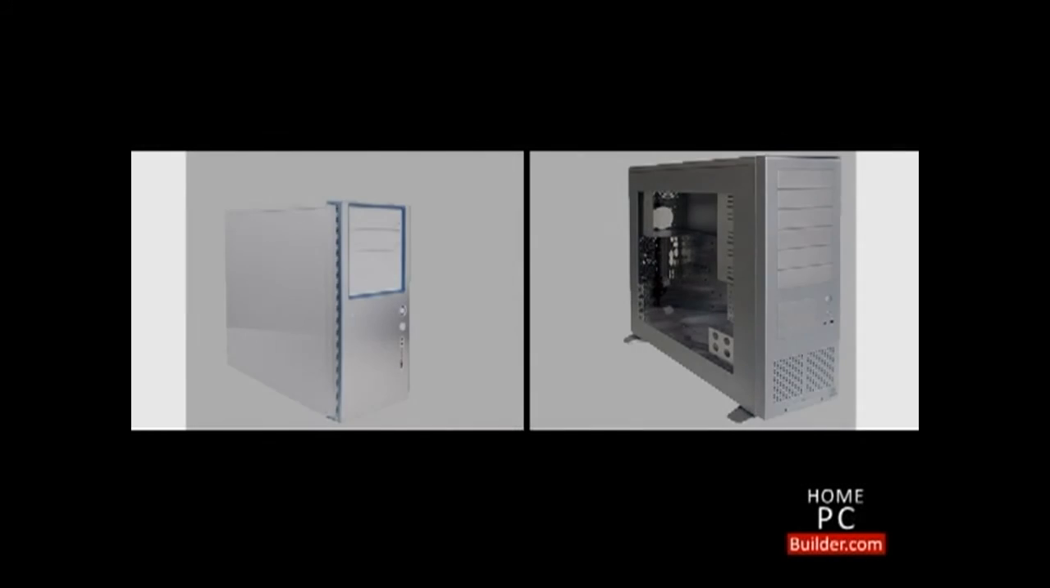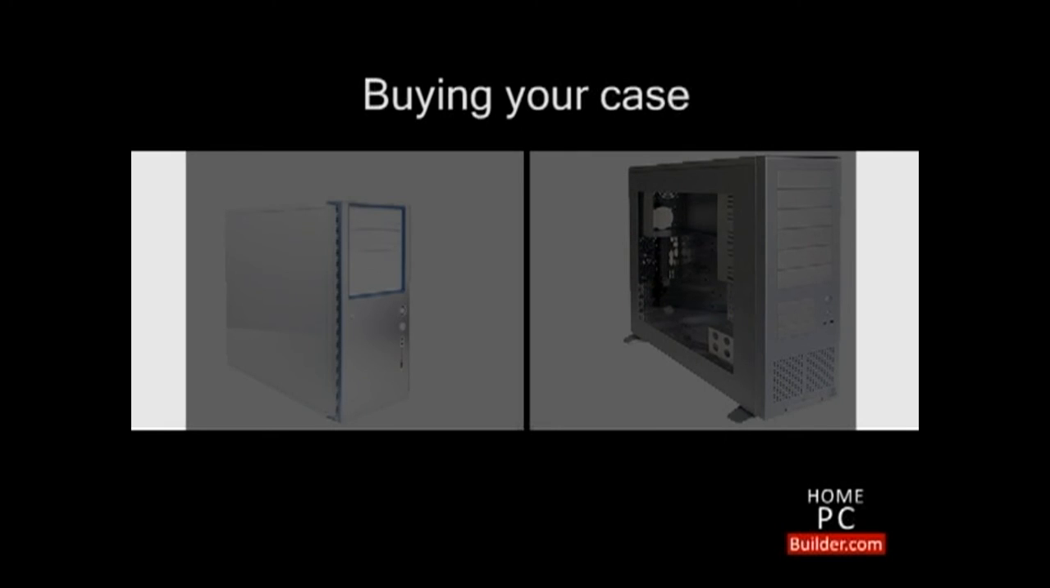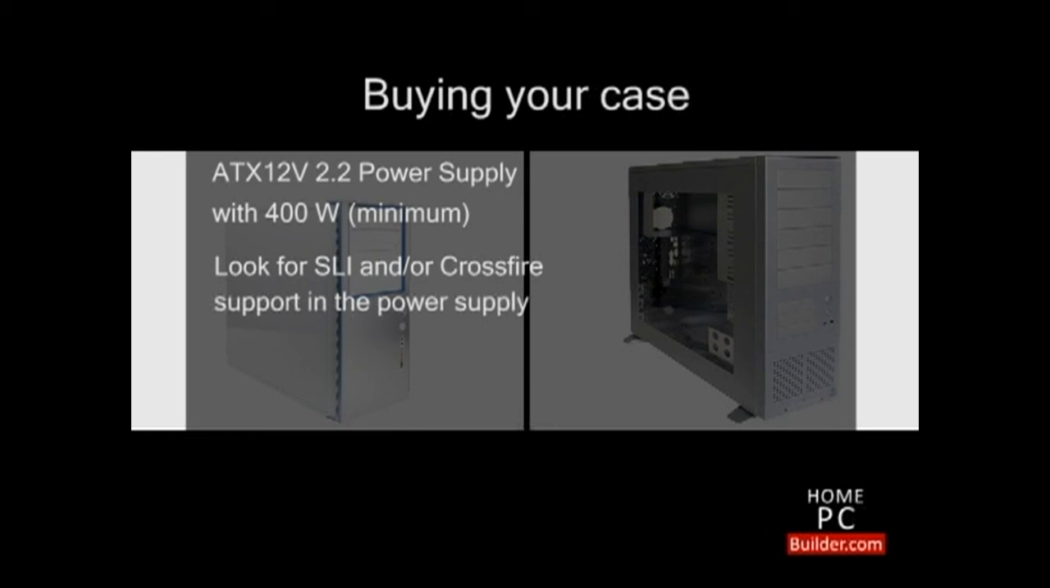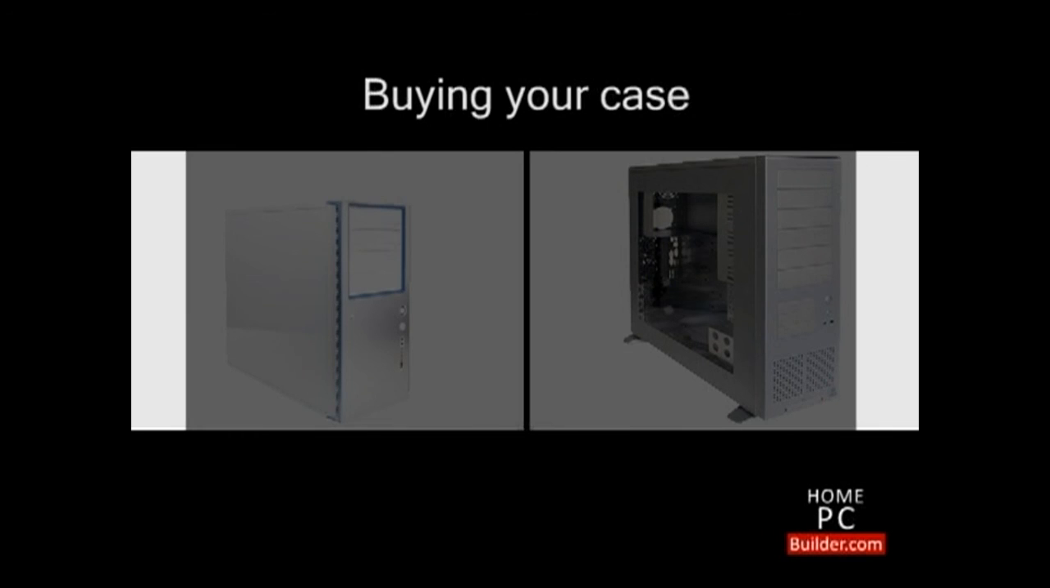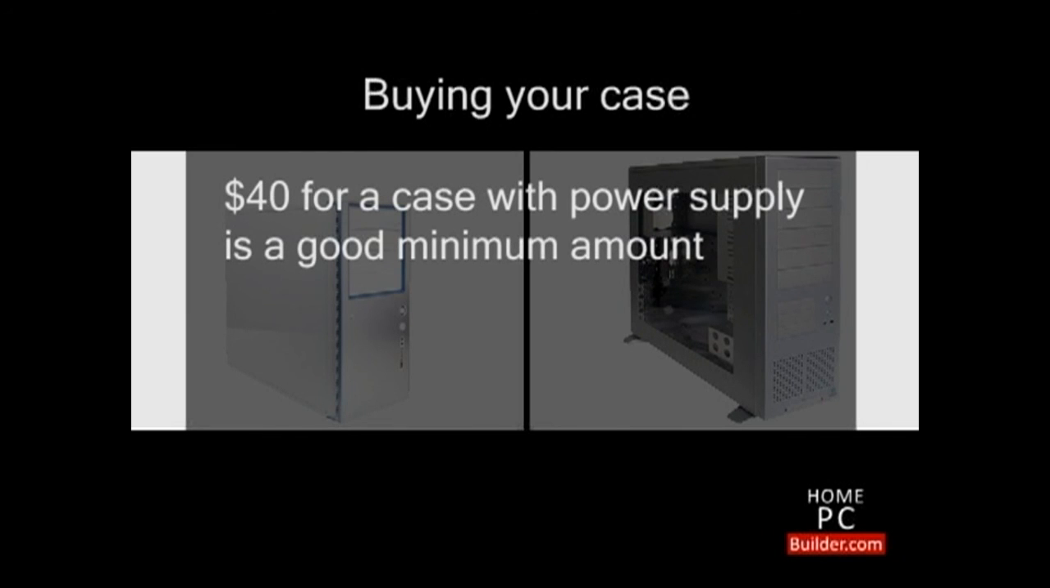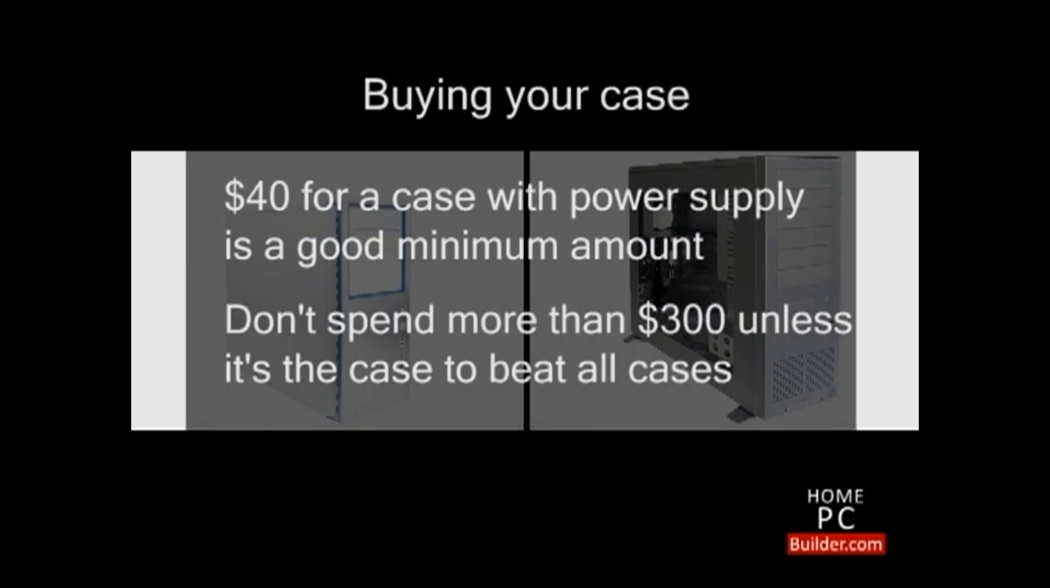When you purchase your case, make sure it comes with, or buy separately, an ATX 12V 2.2 power supply with at least 400 watts of power. If you're planning on using SLI or Crossfire, look for support in the power supply. Don't be afraid to pay extra for good cooling options, quality construction, and ease of use. You'll thank yourself later. $40 for a case with a power supply is a good minimum amount. Paying more will get you a better case and power supply. But don't pay more than $300 unless it's the case to beat all cases.